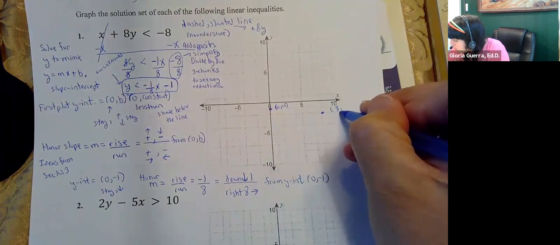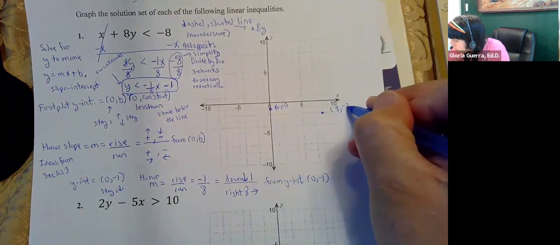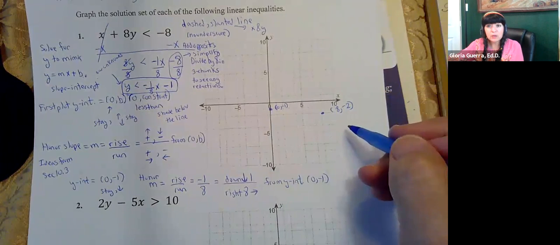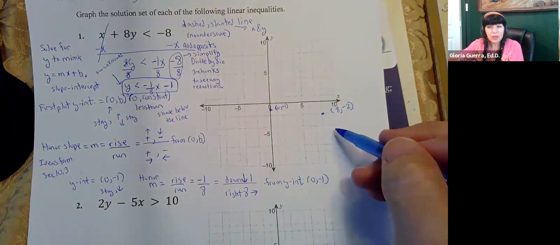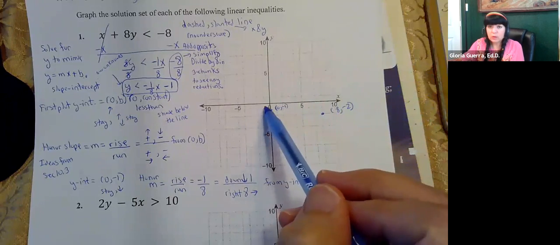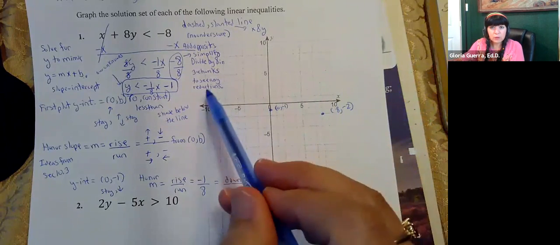Looks like 8, -2. But you don't have any more grid to go down 1, out 8. Again, you don't have enough grid. But you have enough grid in the opposite direction over here.